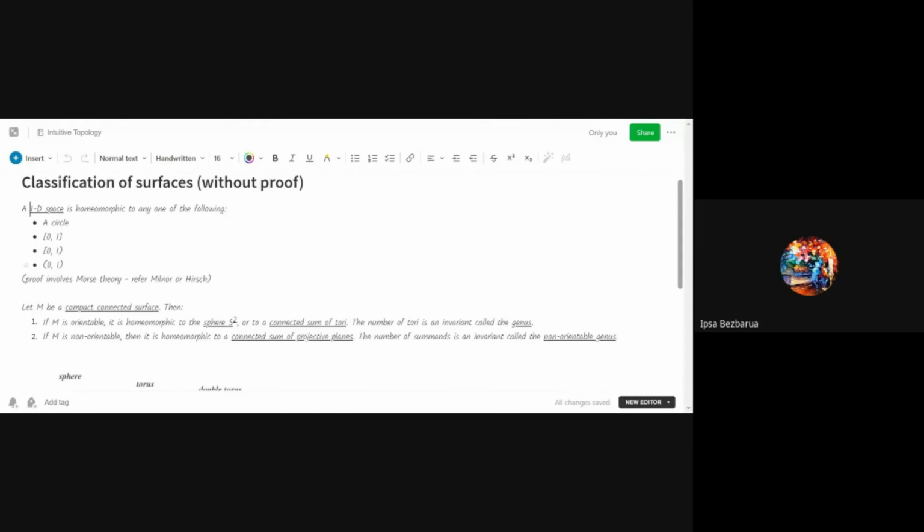The proof of this involves something called Morse theory, which I don't know much about. I think Karthik has been reading some stuff about it. He'll have a better idea of it. But yeah, it's a pretty advanced proof, and these two people have given proofs of this classification of 1D spaces, Milnor and Hirsch.